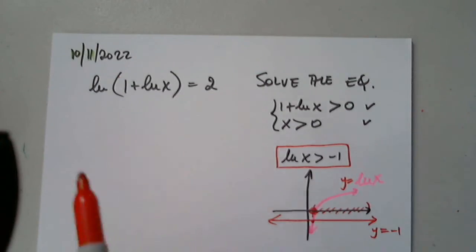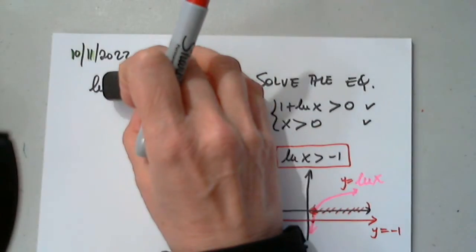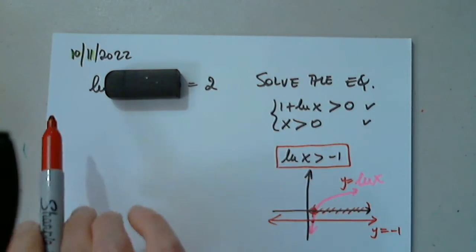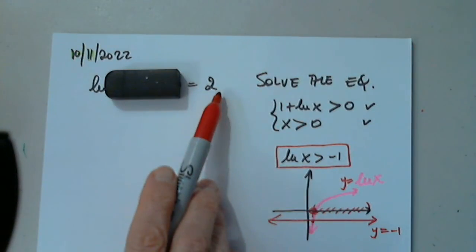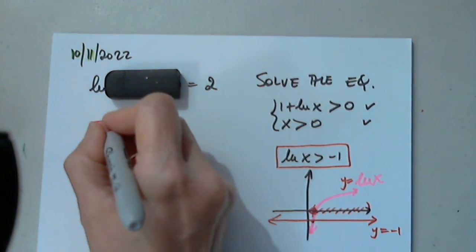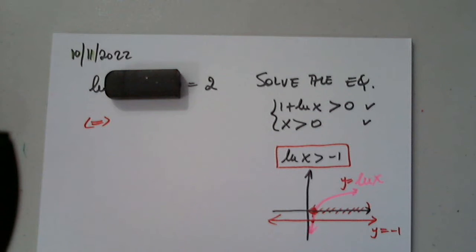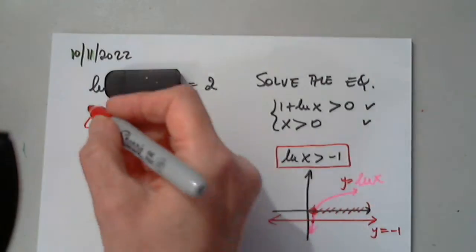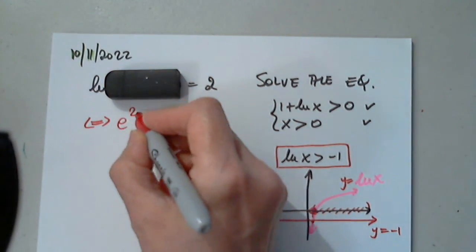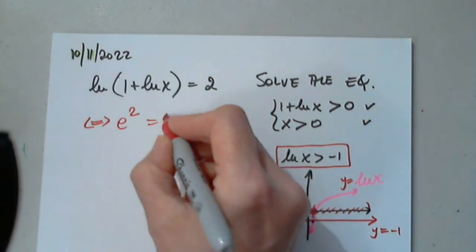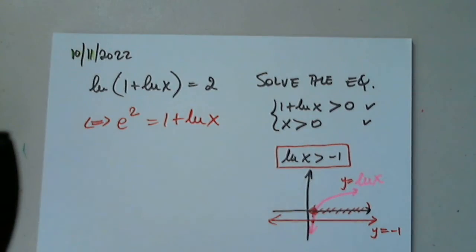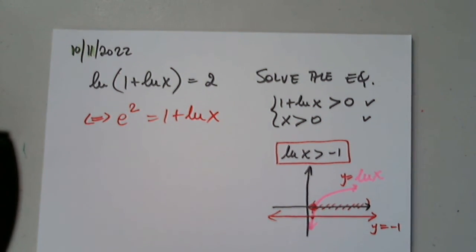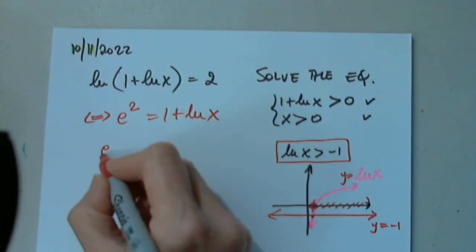Okay. So then I will start exactly how we did it before. Natural log of an expression equals 2. How do I change this into an exponential equation? E to the power of 2. Exactly. E to the power of 2 equals 1 plus natural log x. Awesome. Of course, I have to subtract 1 first.